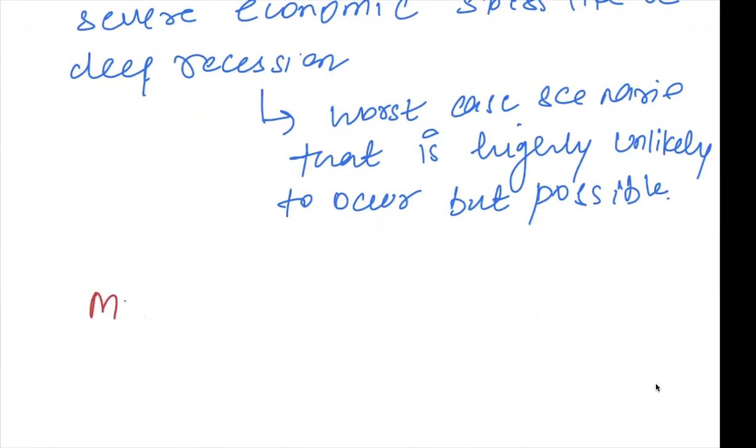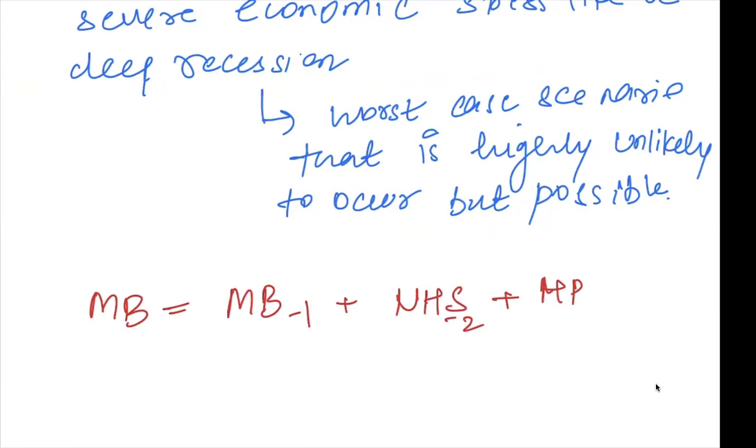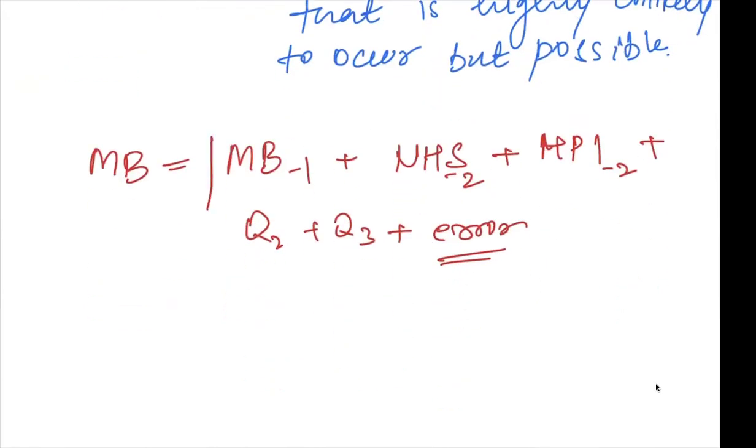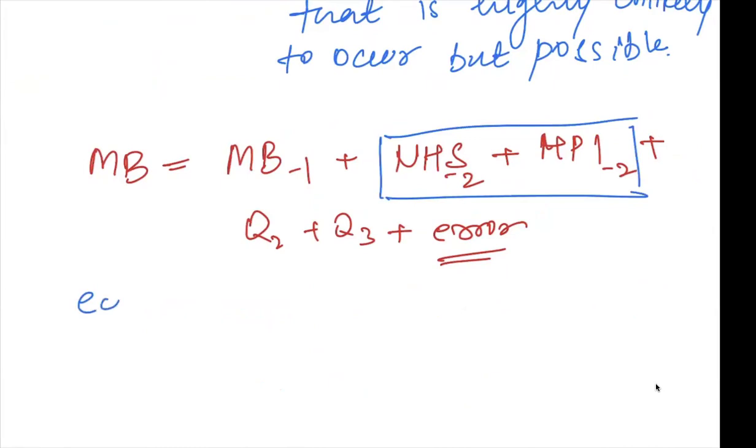So what will happen is, let's say now you have this model equation, if you remember: mortgage balance is equal to previous month mortgage balance, new home sales plus housing price index plus quarter two, quarter three, plus some error term. You all know there's an error term that comes into a model, right? So what will change in the stress conditions is only the economic parameters. In our case, we have new home sales and housing price index.